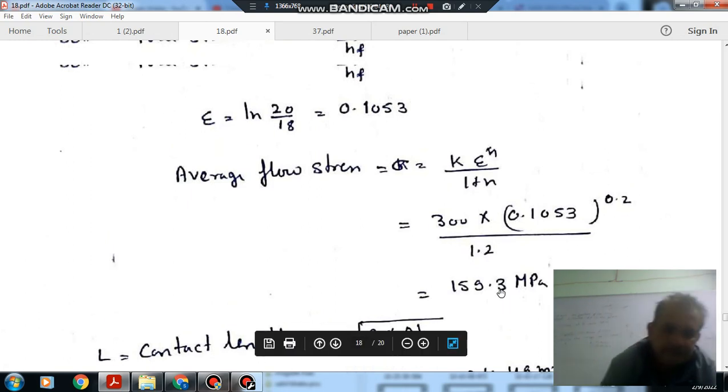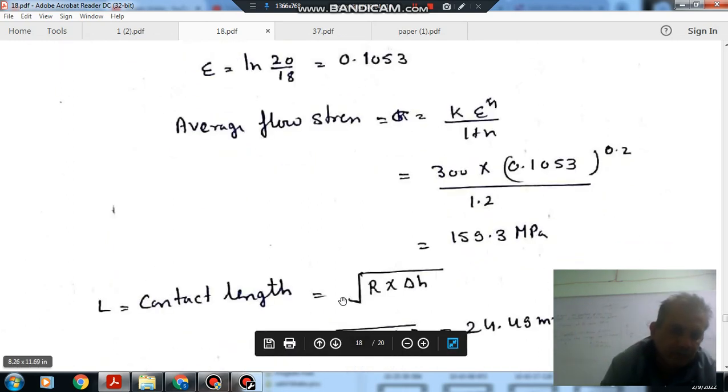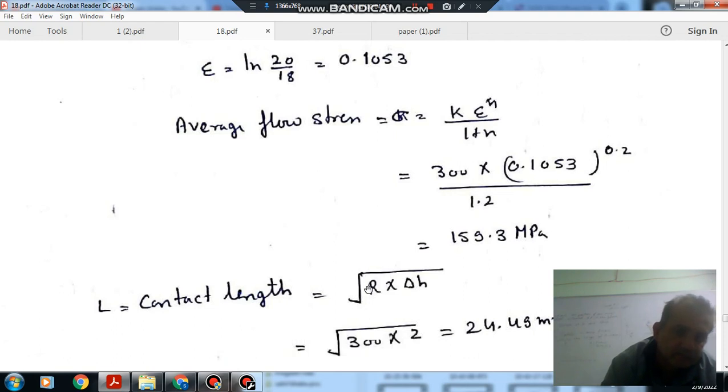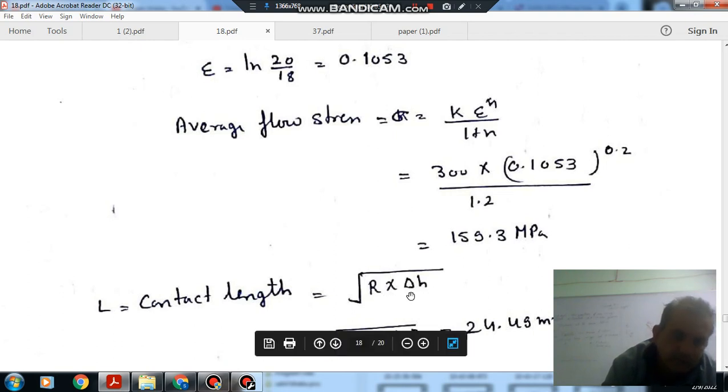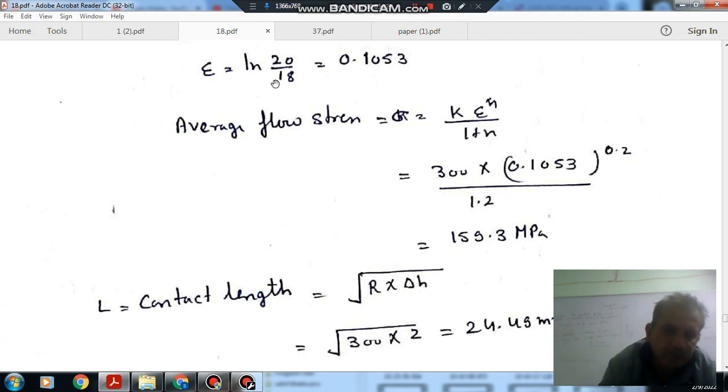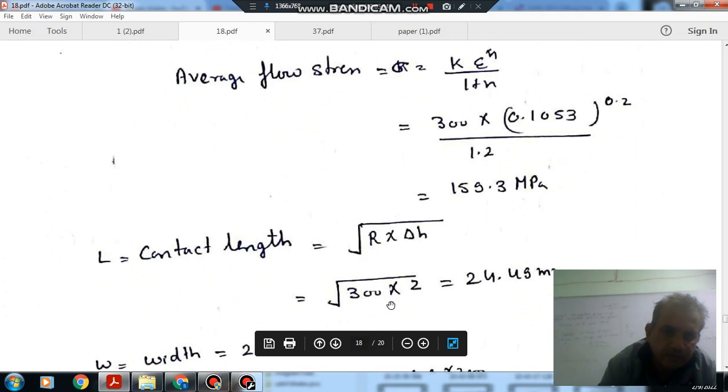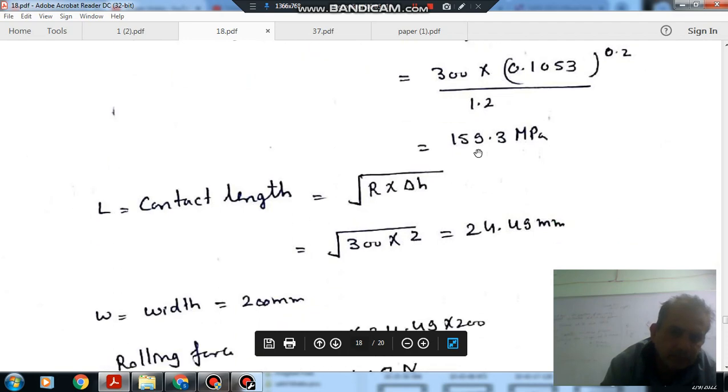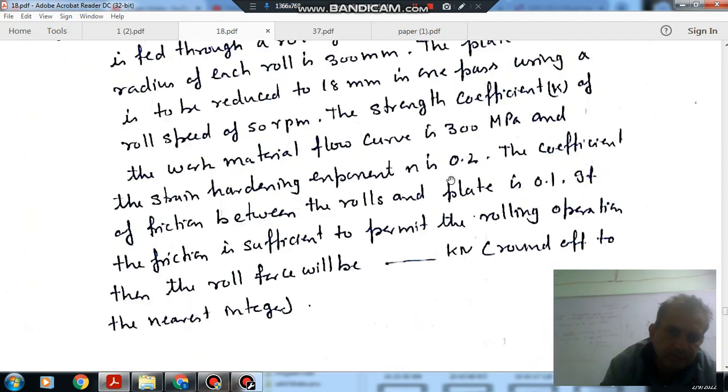Okay, and the contact length is the length of the roller in contact with the strip, given by root of R delta h, where R is the radius of the roller, 300, and delta h is the thickness reduced, that is 20 minus 18. So the contact length is 24.49 mm, and the average flow stress is this. Width is given as 200 mm.